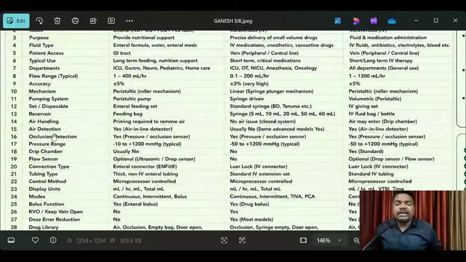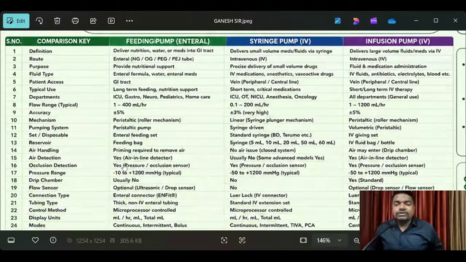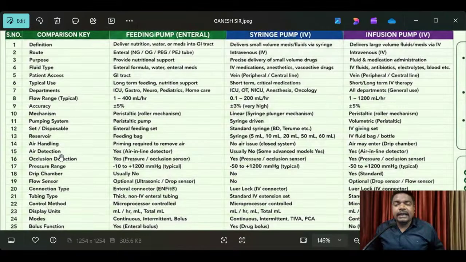Comparison key point 15 here: air detection. When it comes to the feeding pump, what happens? See here, the feeding pump has an internal air inline detector. Sometimes bubbles come in, which means there is air. So whether the air-in-line detector is available or not, that is what I'm going to compare. The feeding pump has an air-in-line detector available.